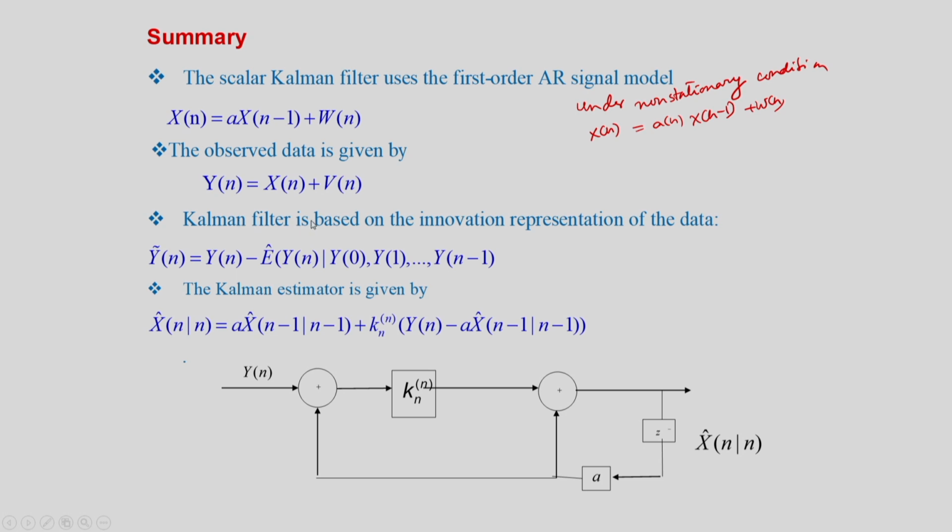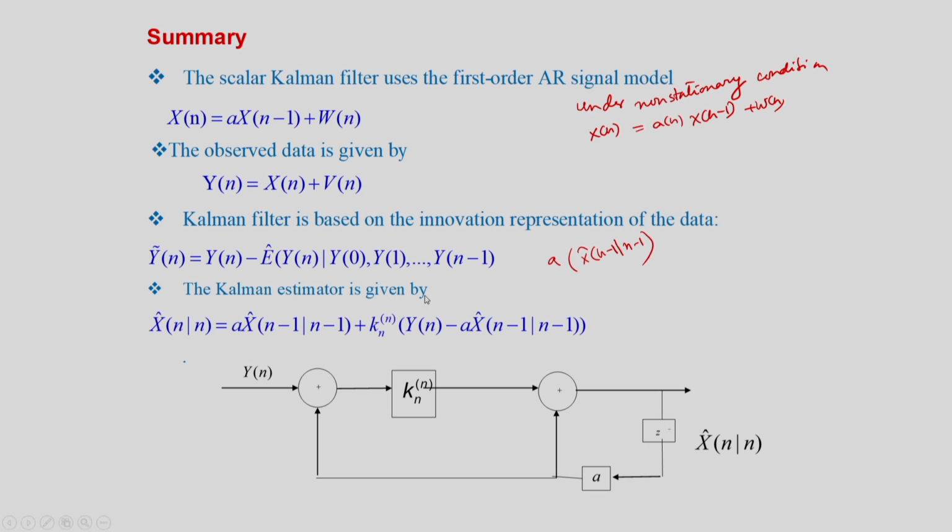We derive the Kalman filter based on the innovation representation of the data, that is y tilde n is equal to Yn minus E hat, that is the linear mean square error estimator, E hat of Yn given y0, y1 up to yn minus 1, and using the model this part we showed that this is same as A times x hat n minus 1 given n minus 1.